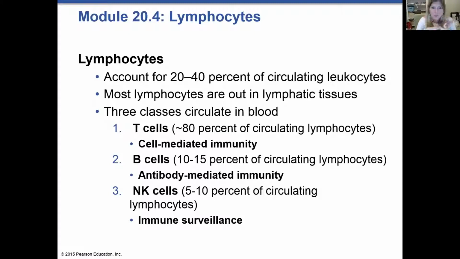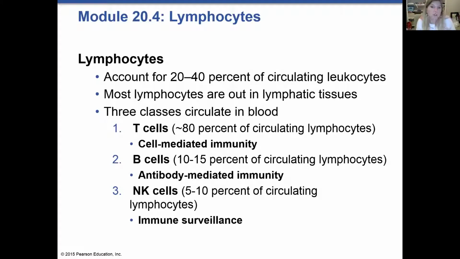Most of the lymphocytes are out in the lymphatic tissues that we were just going over, and there's three classes of them that circulate in our blood. So you have T cells. You've probably heard of these before. This is the majority of the lymphocytes that are floating around. These are responsible for what we call cell-mediated immunity. This is that cell-to-cell combat. Oh, I see you. You're a foreign invader. I'm going to gobble you up and destroy you, right?